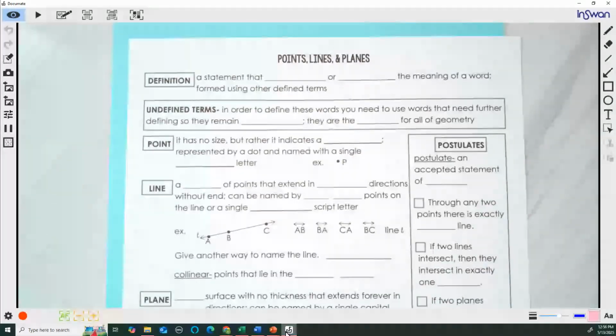Hi, Ms. Travis here. Today we're going to begin with the very basics of geometry, starting at the very beginning with points, lines, and planes.